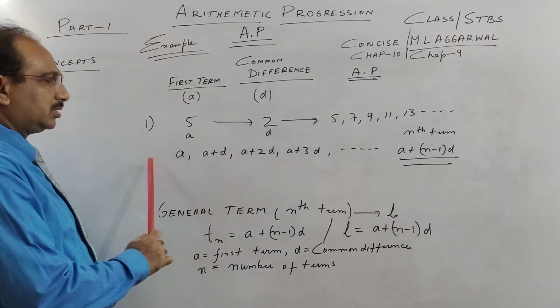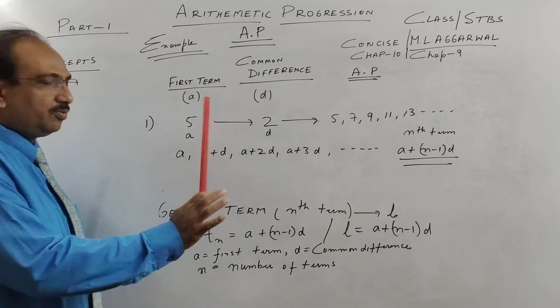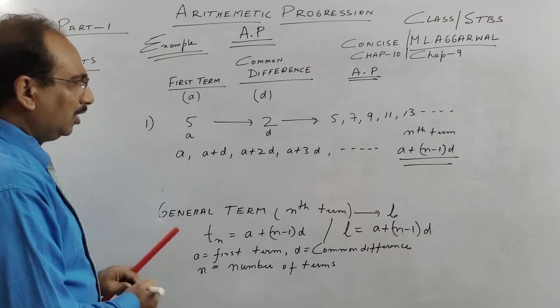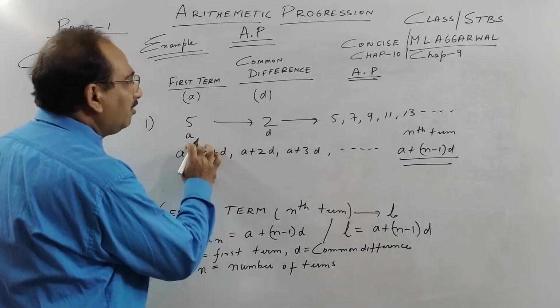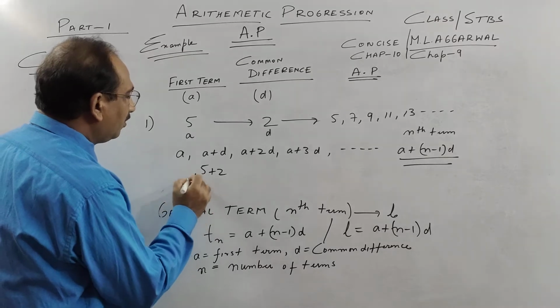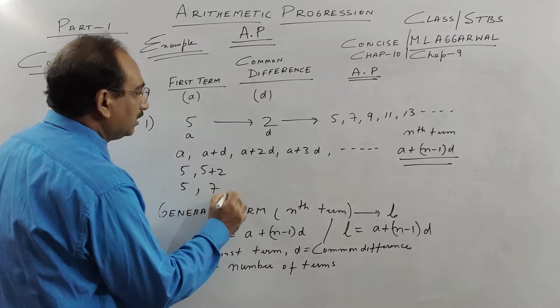See, this is the pattern, children, of AP. I'm just showing you with the first example. The first term is A. See, the second term is A plus D. A plus D means, see, A is 5 and D is 2. So we get 7, children. The first term is 5, the second is 7.